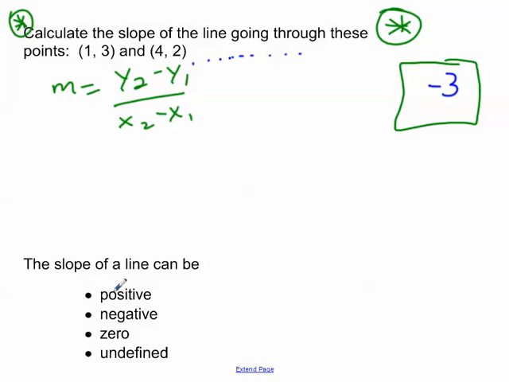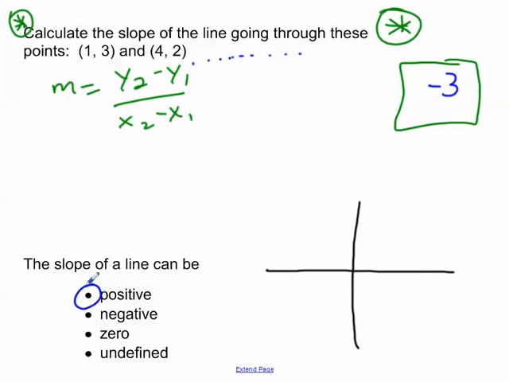In other words, we can have a positive slope, we can have a negative slope, we can have a zero slope, we can have an undefined slope. So let's talk about what these all look like in terms of a graph. Let's make our graph over here. Here's my graph. And we're going to talk about what a positive slope, a negative slope, a zero slope, and an undefined slope look like.